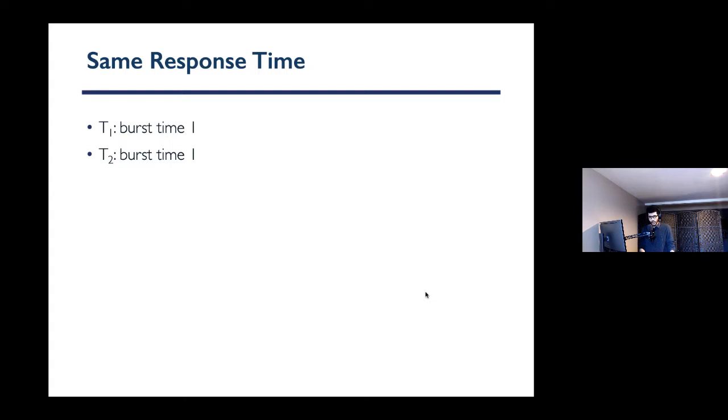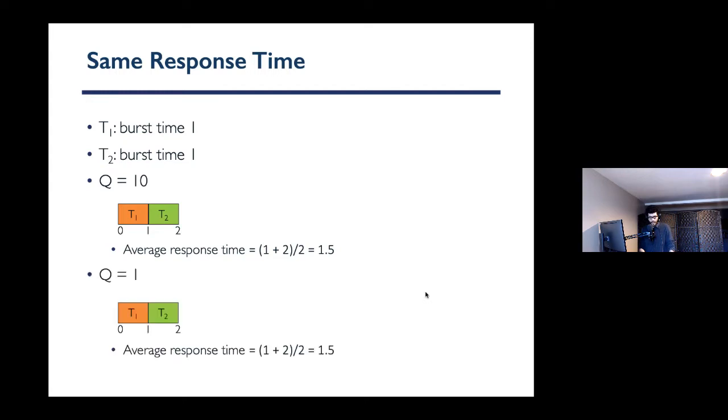Now let's look at another case. This is another workload. If time quantum is 10, this is going to be the schedule. Both T1 and T2 are not going to use their entire time quantum. So this is going to happen. Average response time is going to be 1.5. If you decrease the time quantum to 1, again, you will get the same schedule. And average response time doesn't change at all.